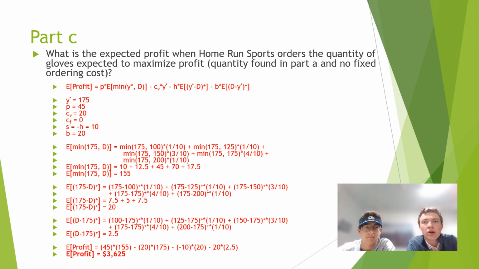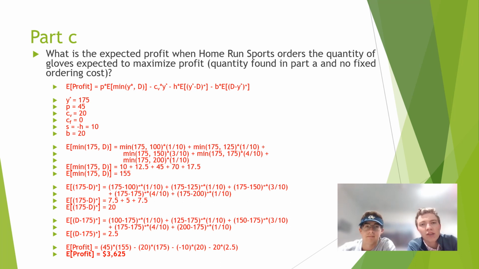Yeah, so then moving into part C, we're looking at the expected profit for Home Run Sports when they order the quantity of gloves to maximize profit. So for this, we go back to part A where we found that the optimal order quantity is 175 gloves. And then you look at that first line: expected profit is equal to the price times the expected value of the minimum of y star, which is 175, and demand, minus the variable cost times y star, and then minus the holding cost times the maximum of y star minus demand and 0.